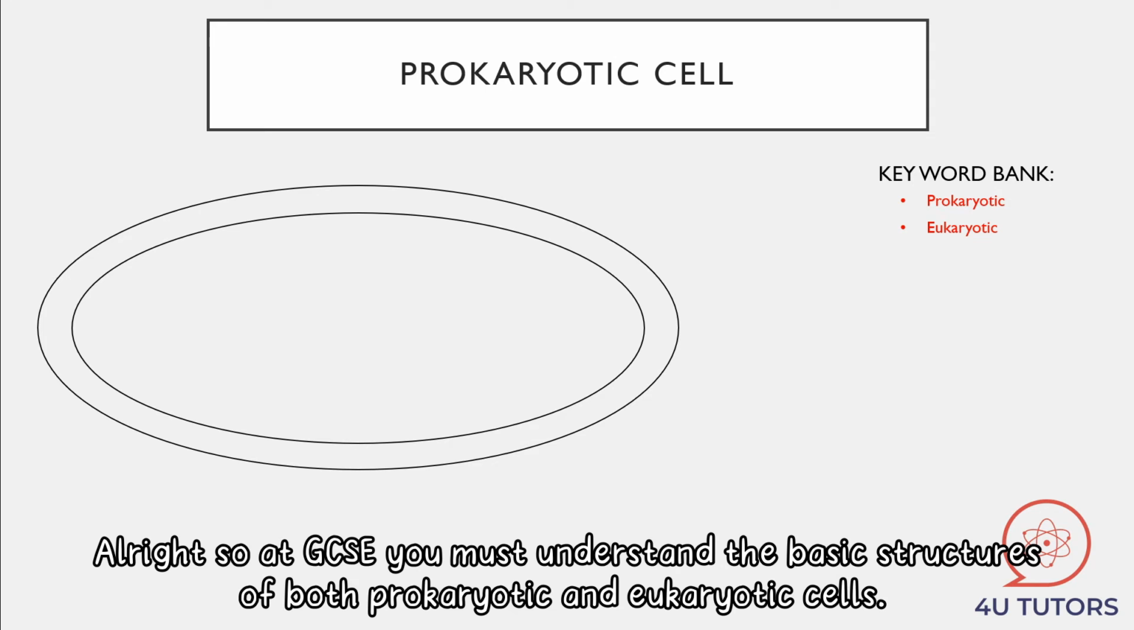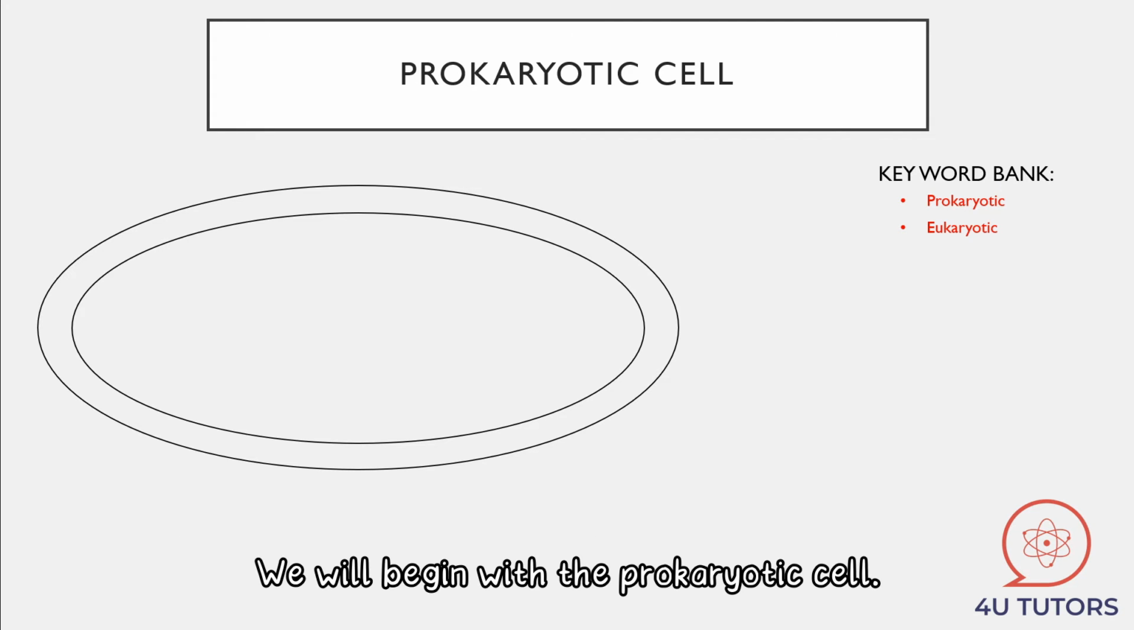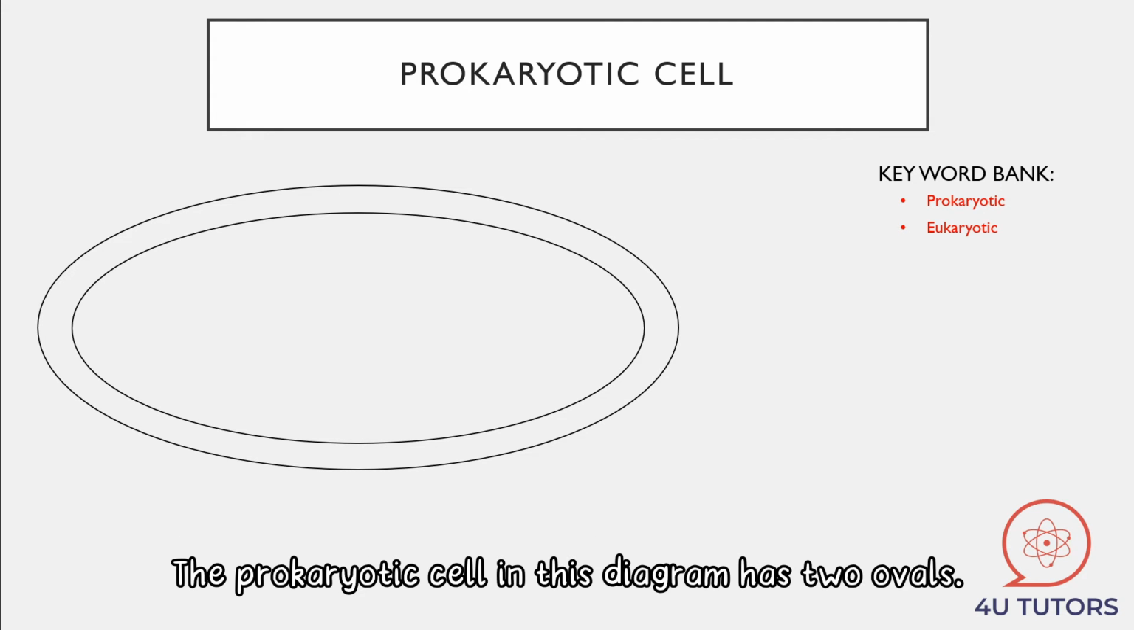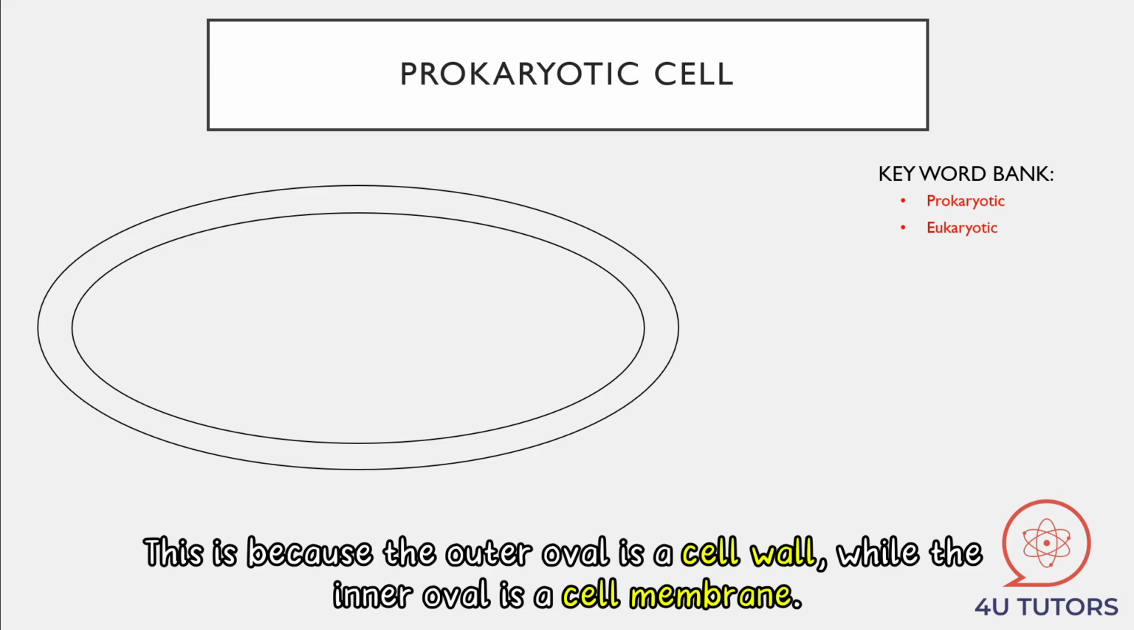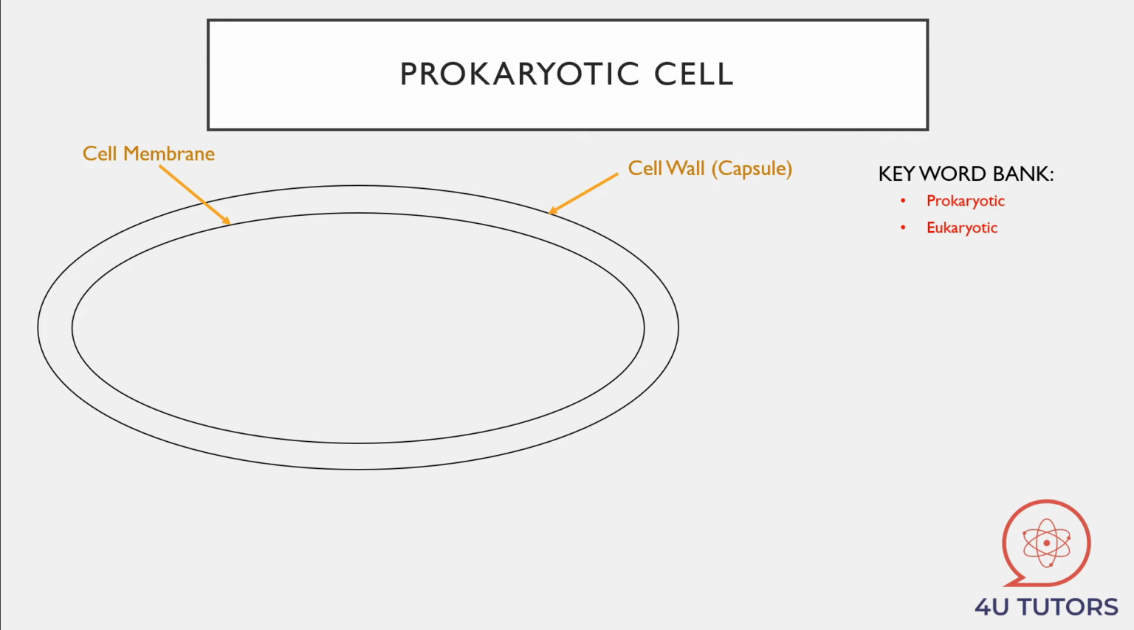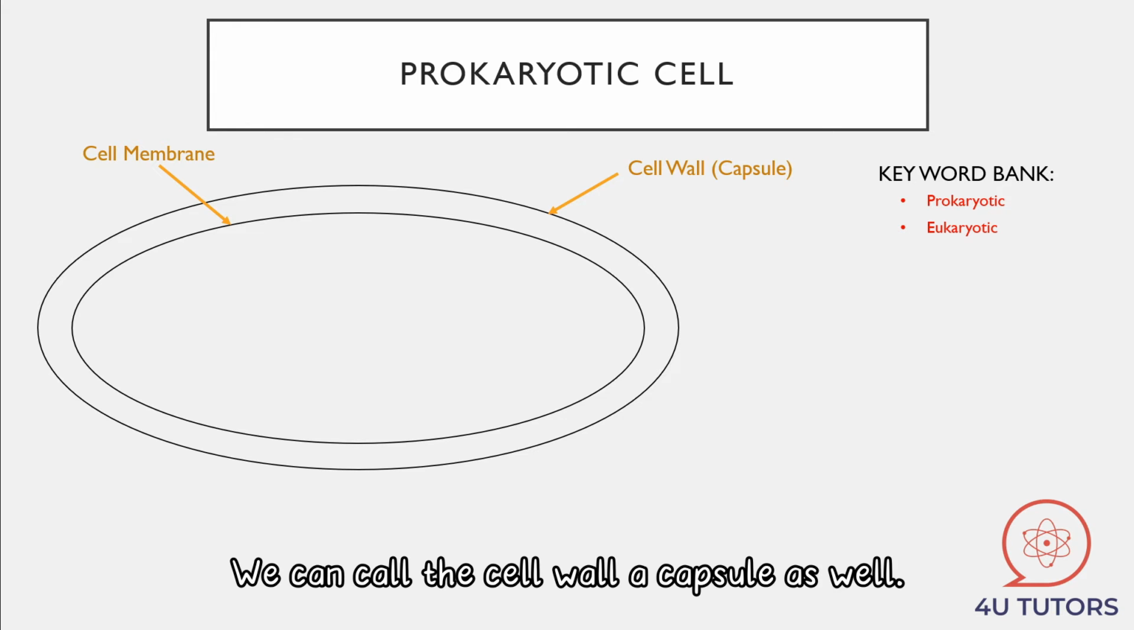Alright, so at GCSE you must understand the basic structures of both prokaryotic and eukaryotic cells. We will begin with a prokaryotic cell. The prokaryotic cell in this diagram has two ovals. This is because the outer oval is a cell wall, while the inner oval is a cell membrane. We can call the cell wall a capsule as well.